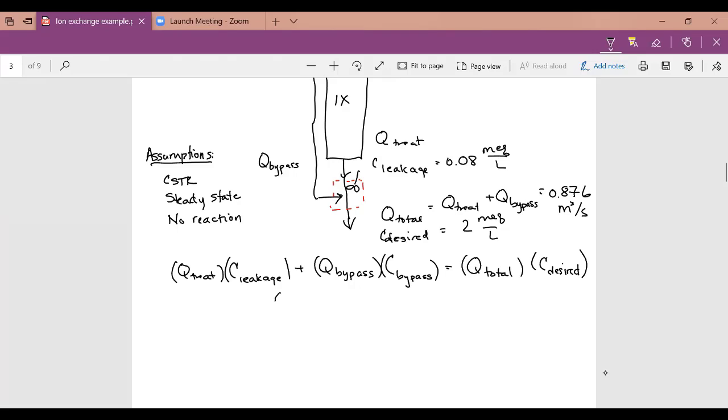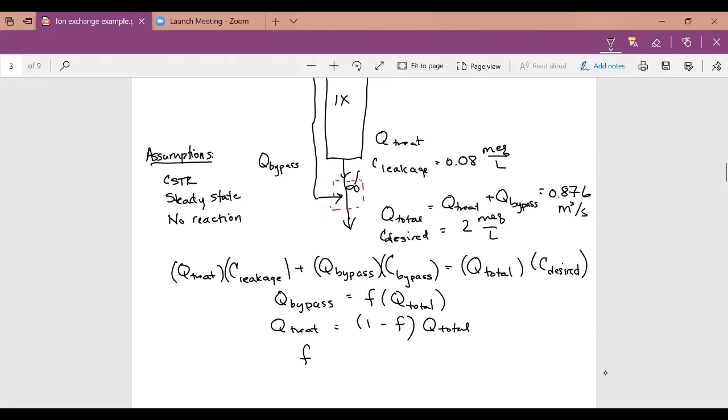We can also write that Q bypass is equal to some fraction of Q total, which means that Q treat is equal to 1 minus that fraction times Q total. And that allows us to do a substitution and then solve for the fraction.